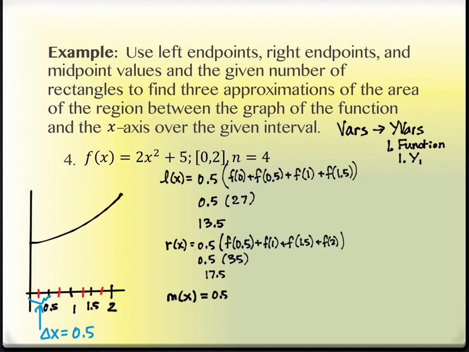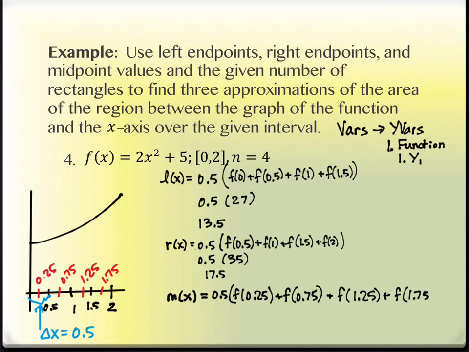So halfway between 0 and 0.5 is 0.25. Halfway between 0.5 and 1 is 0.75. Halfway between 1 and 1.5 would be 1.25. And then halfway between 1.5 and 2 would be 1.75. So over here, we're going to have f of 0.25 and f of 0.75 and f of 1.25 and f of 1.75. Again, you can enter that all into your calculator.